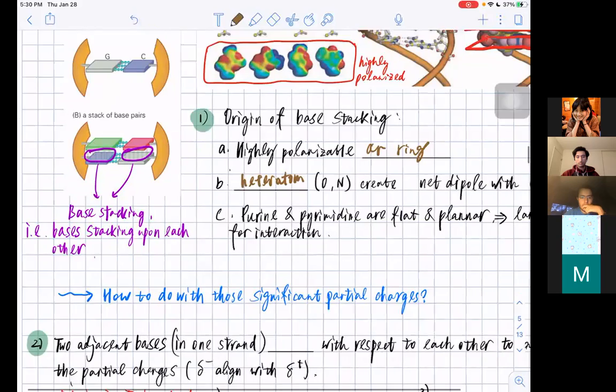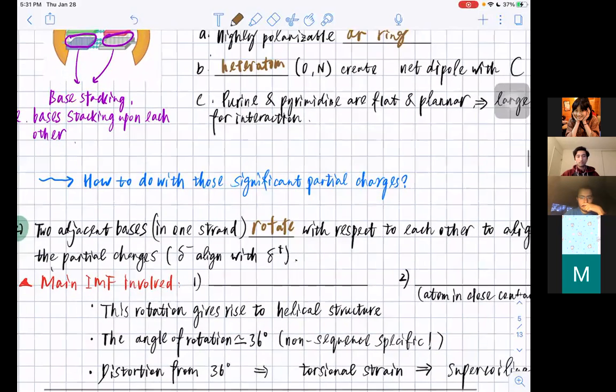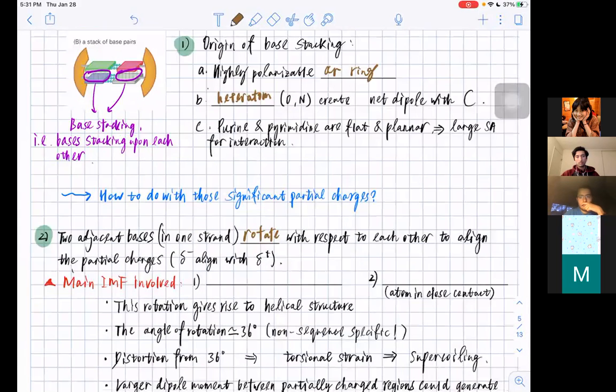So from a molecular level, two adjacent bases in one strand will rotate against each other to achieve the favorable overlapping of partial charges. The main intramolecular force involved in this process, one is very obvious: electrostatic interaction.